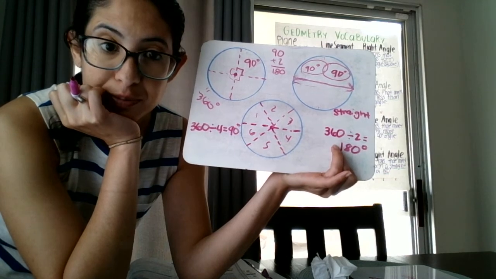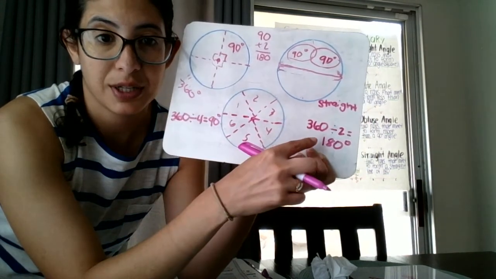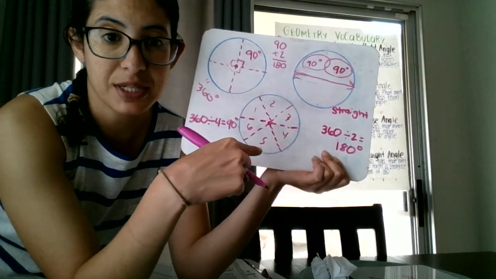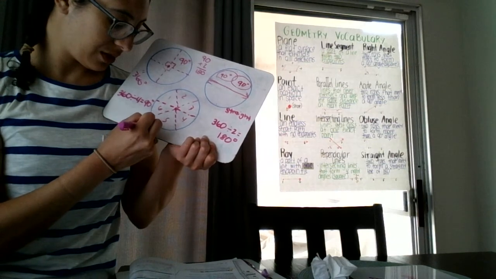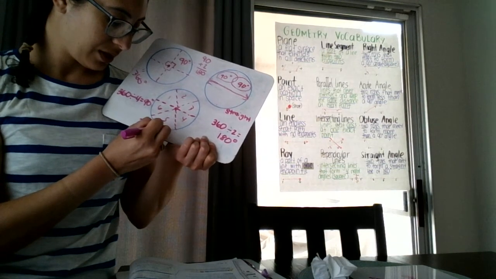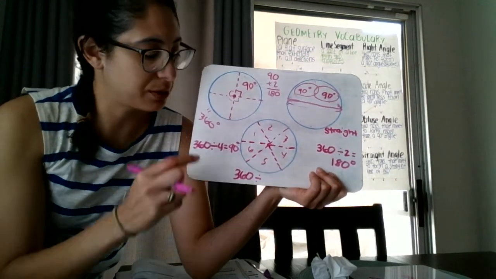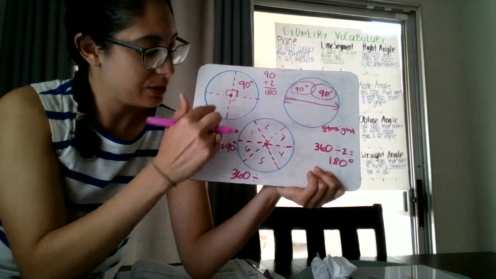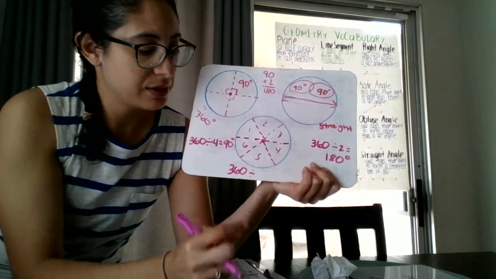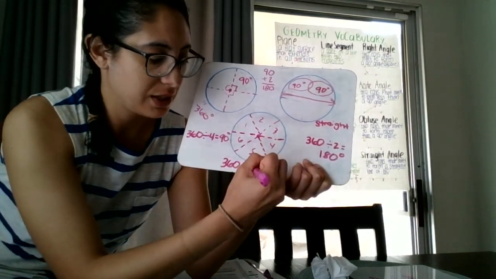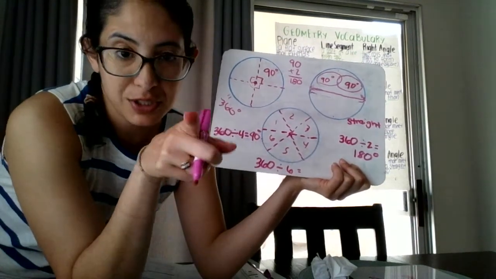What would I do? Look here, what did I do here? And what did I do here? I took the amount of degrees that I have in a circle, so my total degree is 360, and I divided it into however many parts I had in my circle. So here I divided it into 4 equal parts. Here I divided it into 2 equal parts, and here I'm going to divide it into 6 equal parts. So this is where the division comes into play.